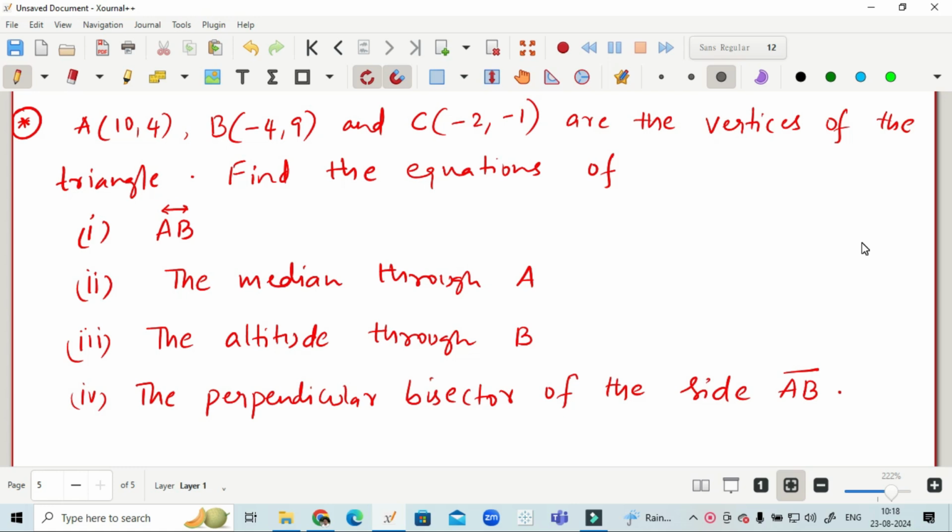And the third one, the altitude through B. How do we find the altitude through B? The perpendicular slope of AC and the point B, using the point slope form, can be used to find the altitude through B. Next, the fourth is the perpendicular bisector of the side AB. If AB is given, we have to find the midpoint and then the perpendicular slope. So the slope and the point give us the perpendicular bisector of the side AB. So let's go one by one. I'll start with the first one.